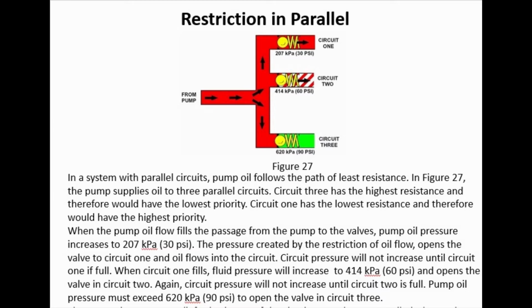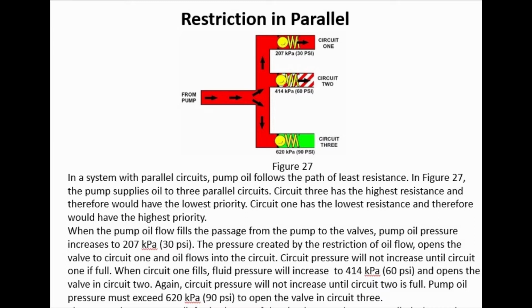When the pump oil flow fills the passage from the pump to the valves, pump oil pressure increases to 207 kilopascals, 30 psi. The pressure created by the restriction of oil flow opens the valve to circuit 1 and oil flows into the circuit. Circuit pressure will not increase until circuit 1 is full. When circuit 1 fills, fluid pressure will increase to 414 kilopascals, 60 psi, and opens the valve in circuit 2. Again, circuit pressure will not increase until circuit 2 is full. Pump oil pressure must exceed 620 kilopascals, 90 psi, to open the valve in circuit 3.